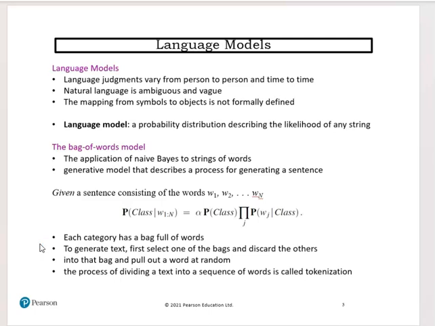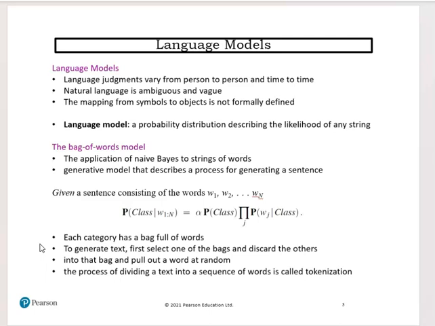It's a generative model that describes a process for generating sentences. Imagine that for a given category, for example business, we have a bag full of words. To generate text, we pick a word at random from this bag. That becomes the starting word of my sentence. Then we put it back in the bag and pull another word at random, and this will be the second word in the sentence. And we repeat until an end of sentence indicator is drawn, for example </s>.